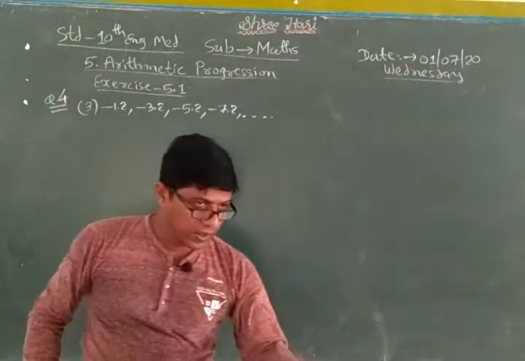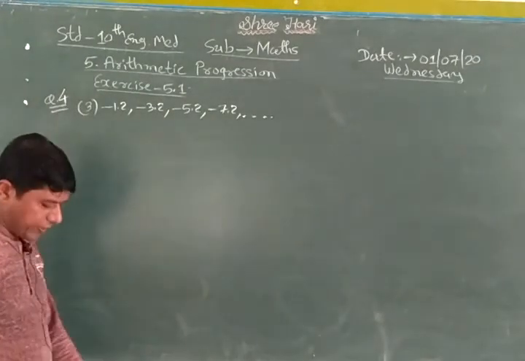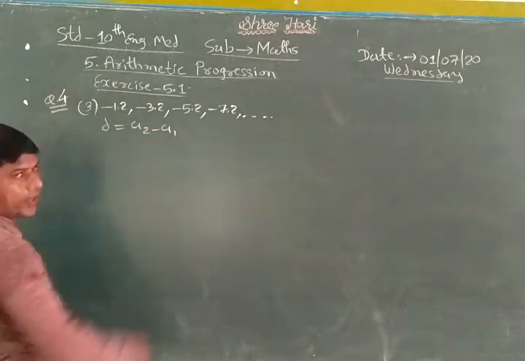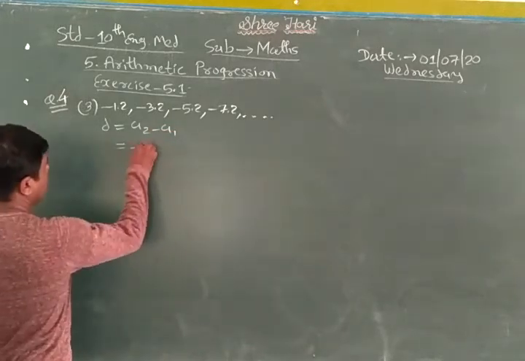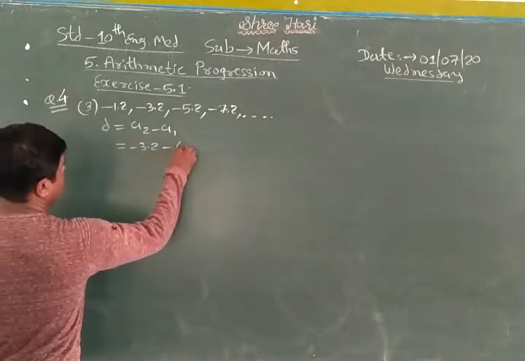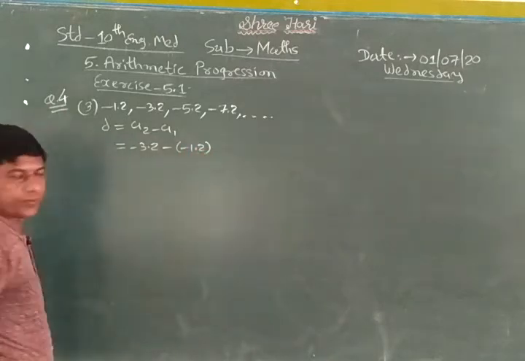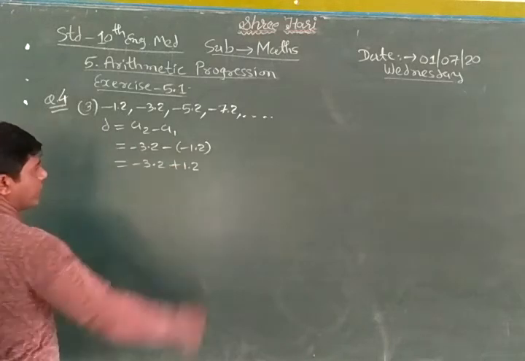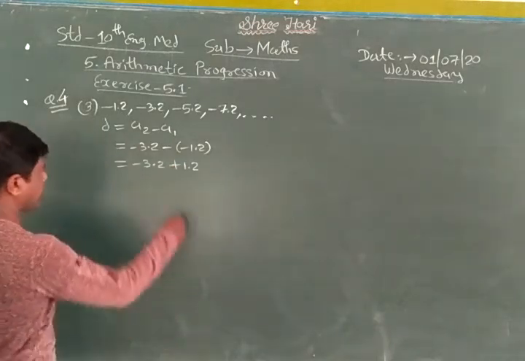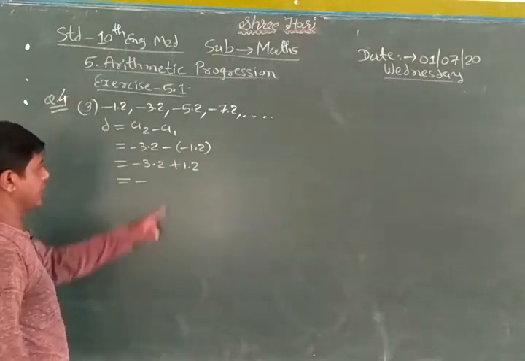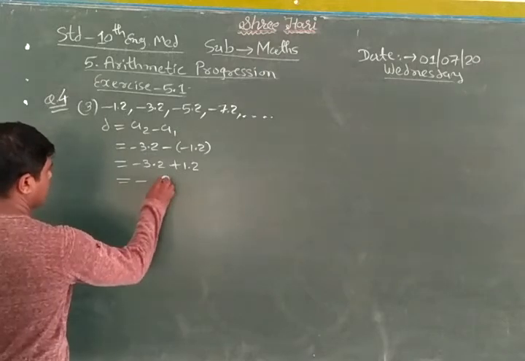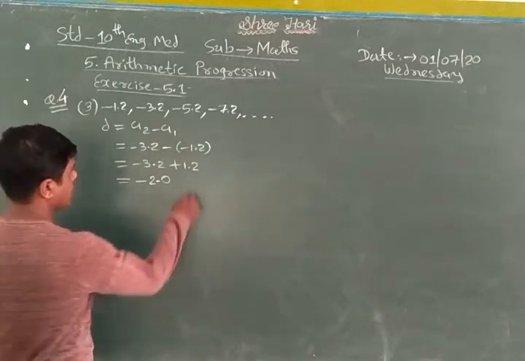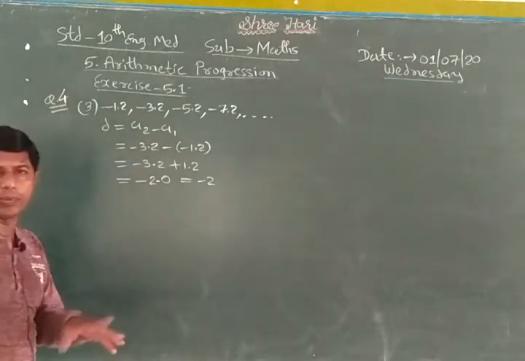Here, first find the common difference D, A2 minus A1. A2 is minus 3.2, A1 is minus 1.2. Minus 3.2 minus minus 1.2 becomes minus 3.2 plus 1.2. Plus minus minus, subtraction here, but bigger sign minus. 3 minus 1 is 2. So the answer is minus 2. This is minus 2.